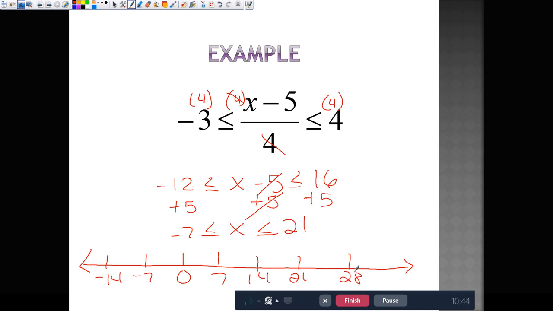So am I going to have an open or a closed circle at negative 7? Closed, because that's an equal to. And so x is greater than or equal to negative 7, so it's going to go in that direction. But x is less than or equal to 21. Again, it's a closed circle. And it has an intersection, so it's everything that's in between here.